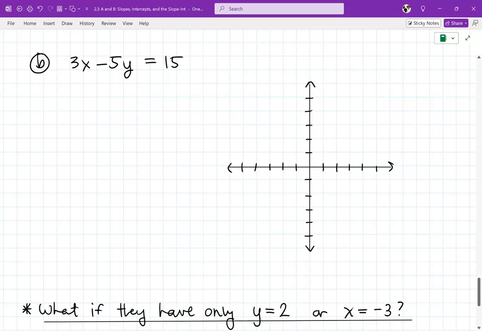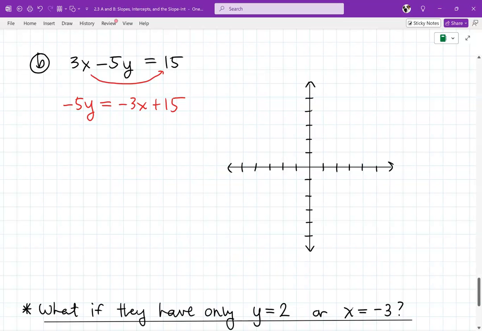That easy, right? What do I have to do first before I can graph? We got to move the x over, right? I got to find the slope-intercept form. So I'm going to have to move that 3x over and eventually solve for y. So let's do that. Moving the 3x, I get -5y is equal to -3x plus 15.